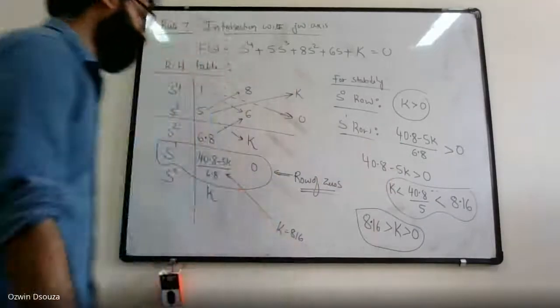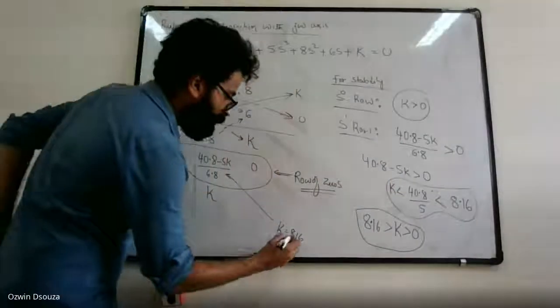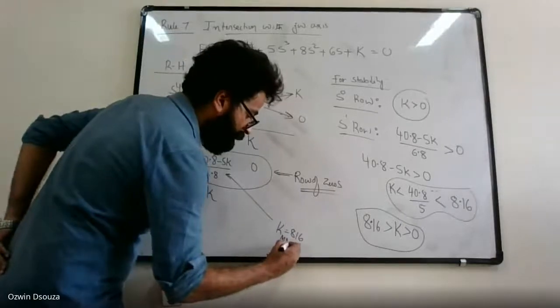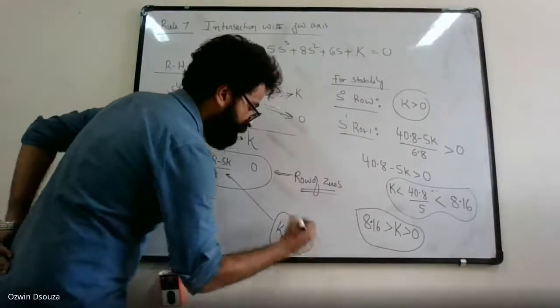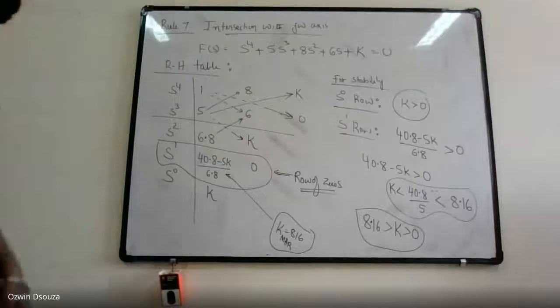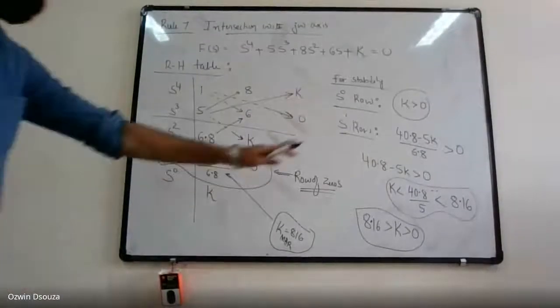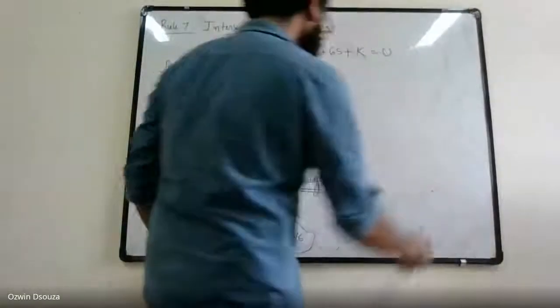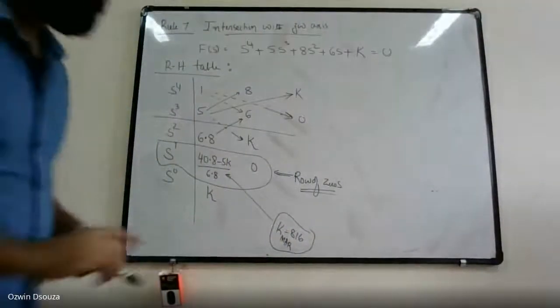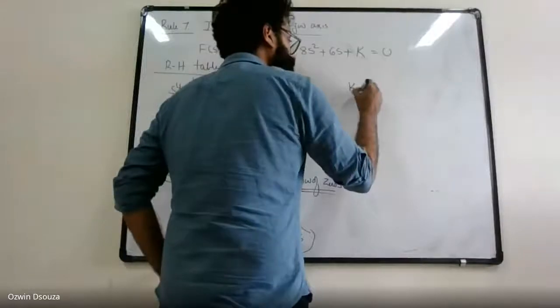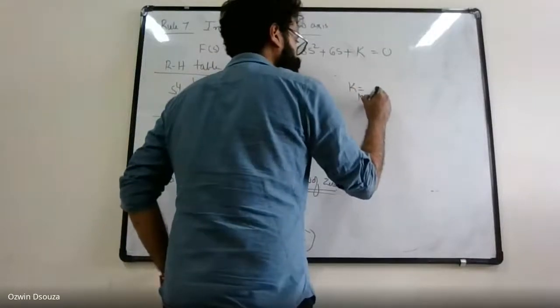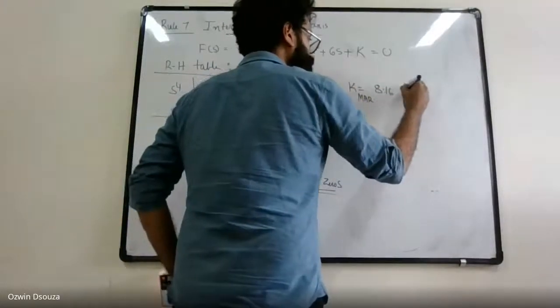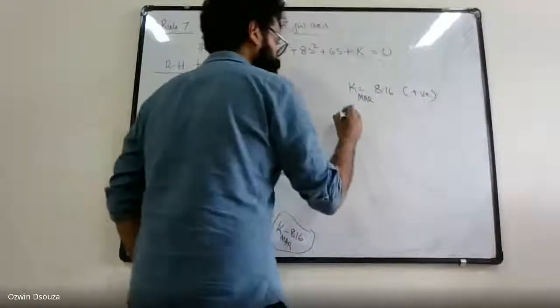Row of zeros. And to get row of zeros, what should be the value of K? K marginal is 8.16. So I can erase this, right? This is done. So K marginal is 8.16, and it is positive.